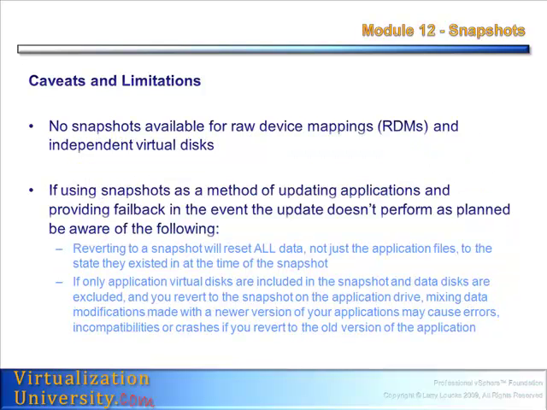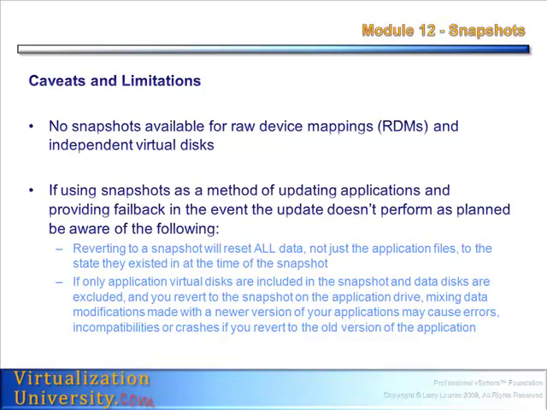Now, a few more caveats and limitations. No snapshots are available for RDMs. If you think about it, that kind of makes sense, right? An RDM, or raw device mapping, is the ability of a virtual machine to use raw disk space instead of a VMDK. So there is no VMDK to put into read-only mode and then therefore generate a Delta file and so forth. And so that's not supported.